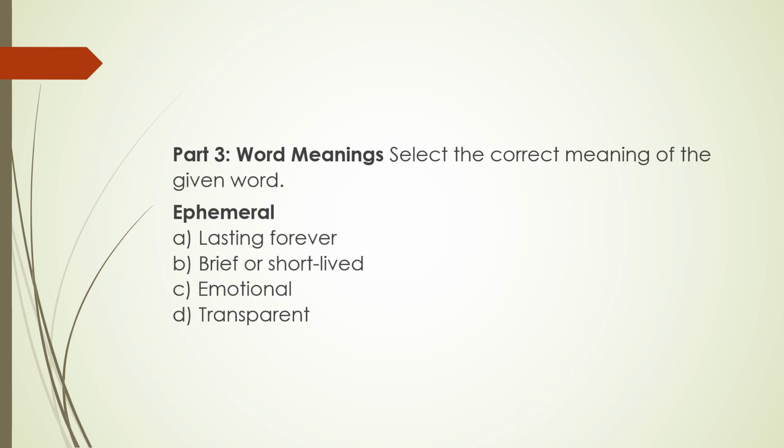Let us look at part three. Here we understand the meanings of different words. So we select the correct meaning of the given word. Ephemeral. We are looking for the meaning of ephemeral. Look at the options carefully and choose the right answer. Ephemeral means brief or short-lived.